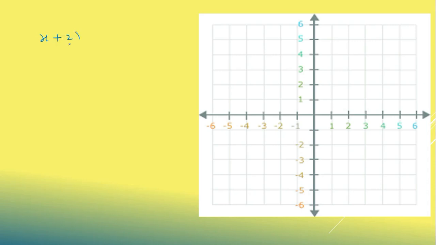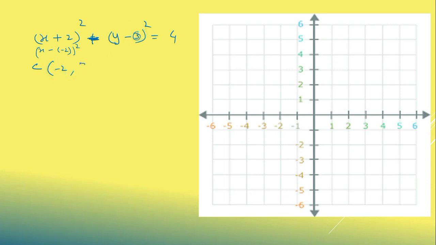(x + 2) whole square plus (y − 3) whole square is equal to 4. Now what is the center point? Find the center point. See, it is x minus a. It should have been x minus of minus 2, isn't it? Then only it will be plus. So see, the x value for the center is minus 2.